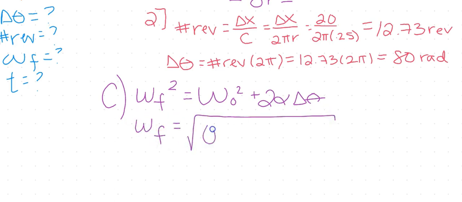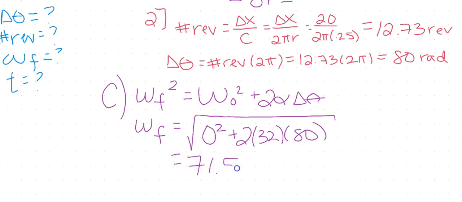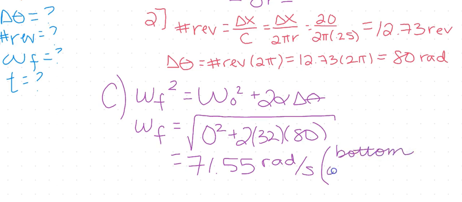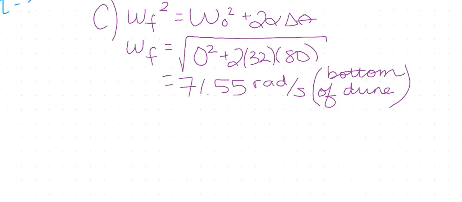So we're going to use an equation. Omega final squared equals omega initial squared plus 2 alpha delta theta. Even though the problem doesn't say it, you can assume that it starts at rest because it doesn't specify. So we have all of the numbers to plug in. We get 0 squared plus 2 times 32 times 80 under the radical. Ultimately, that becomes 71.55 radians per second. And like we said, that happens at the bottom of the dune. So you're going to be moving the fastest at the bottom after you've rolled all the way down the hill.